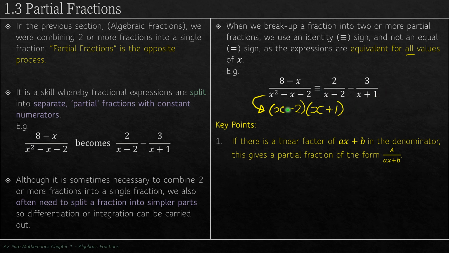So if you were doing this question from the start, just like we're about to do in the following examples, you would set it up by saying, we know it's going to look like something over x take 2 add something over x plus 1. And then you work out what the somethings are. Here I've called the somethings capital A and capital B.